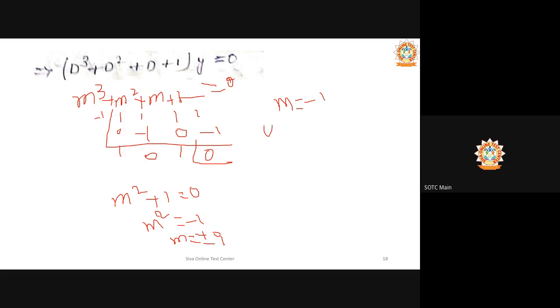So your general solution y is equal to c1 e power minus x plus, now, the real part here is 0. So apply complex numbers. For complex numbers, the real part is 0, then c1 cos x plus, sorry, c1 is already used, so c2 cos x plus c3 sin x.